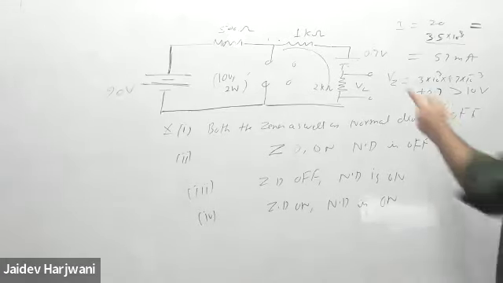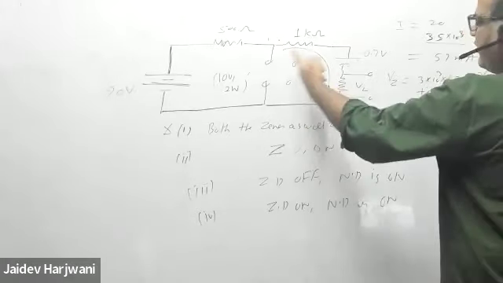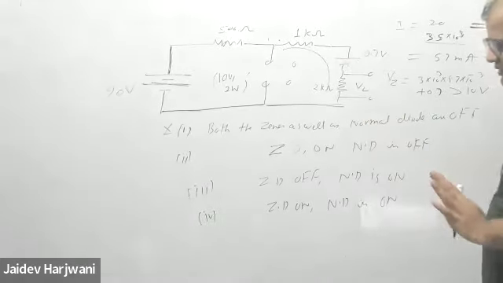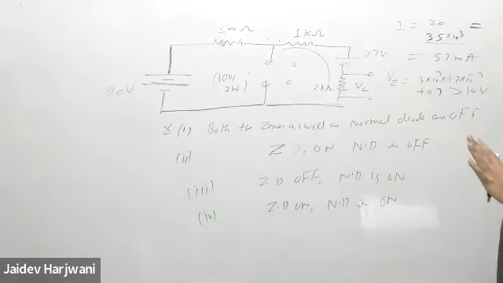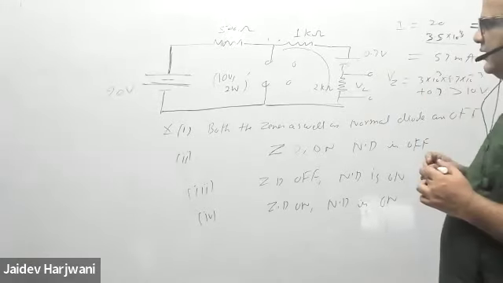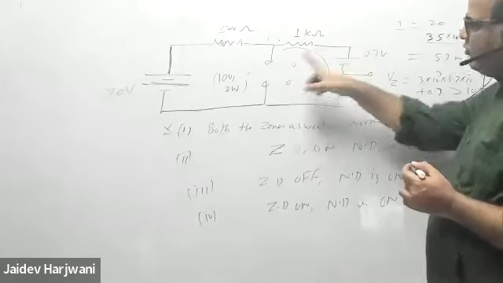So if I say this is on and this is off, the voltage across the Zener diode is also greater than 10 volt. So this cannot be off. The only option remaining is both on. Are you getting my point? If I say this is on, this automatically becomes on. Both cannot be off.